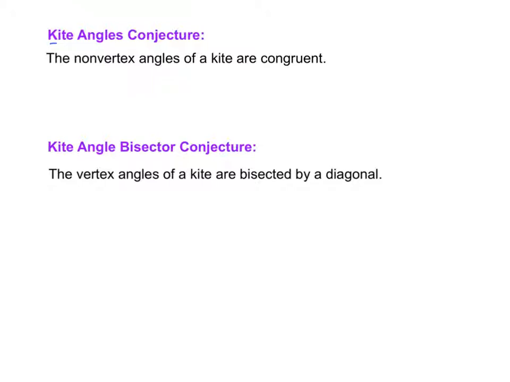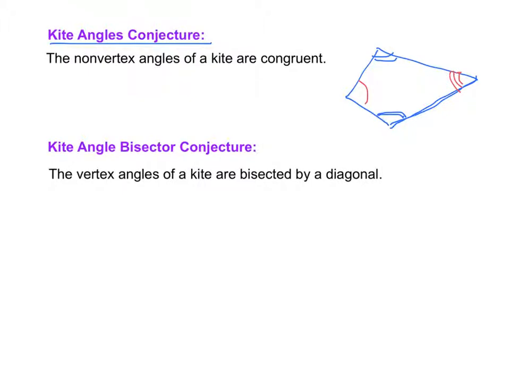So the Kite Angles Conjecture states that the non-vertex angles of a kite are congruent. So the non-vertex angles are these two angles, and if I had drawn this a little bit better, you would have been able to see that they are the same measure, whereas obviously these don't have to be.